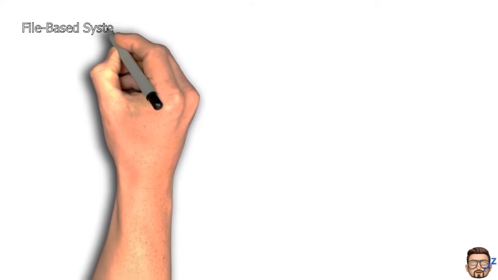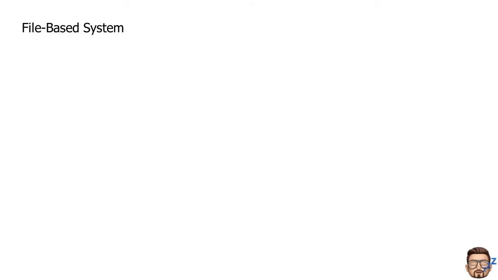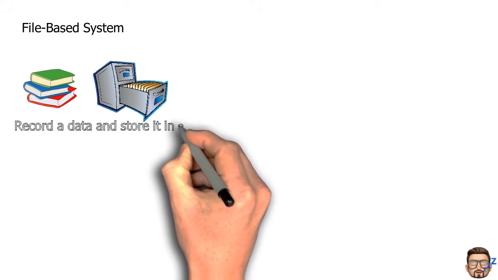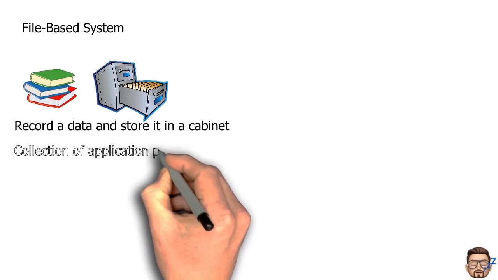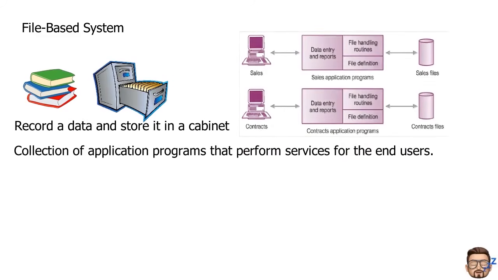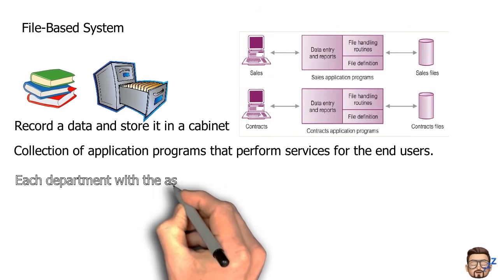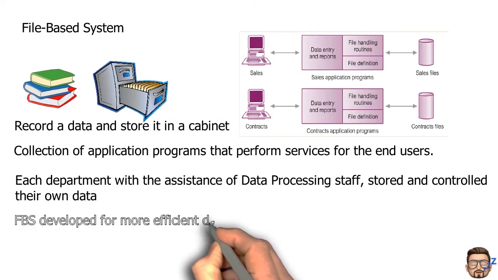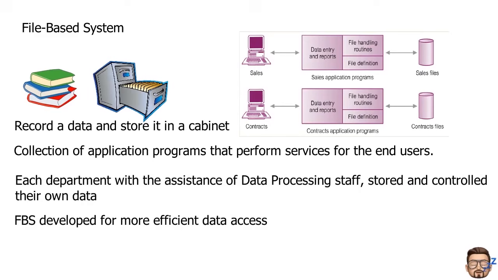Now let's take a look at file-based system first. Normally, a company will record your data in a logbook or in a file and store it in a cabinet. I'm sure we have been to clinics where they store all your data in a file and place it in a cabinet. By definition, a file-based system is a collection of application programs that perform services for the end users. Even though they are in the same company, each department manages its own data for more efficient data access, since the data is placed at their own department.